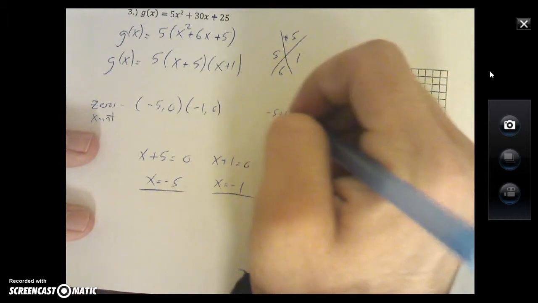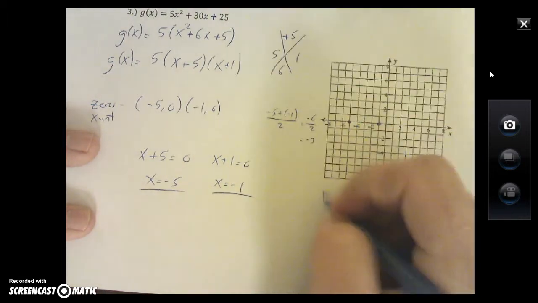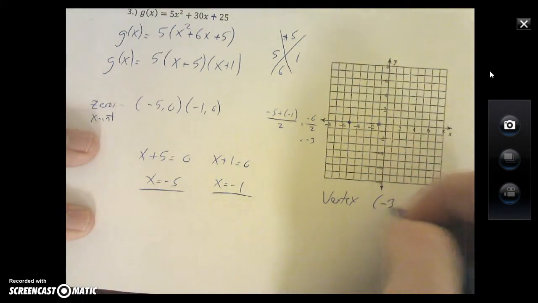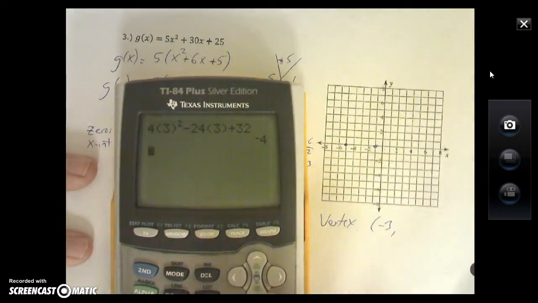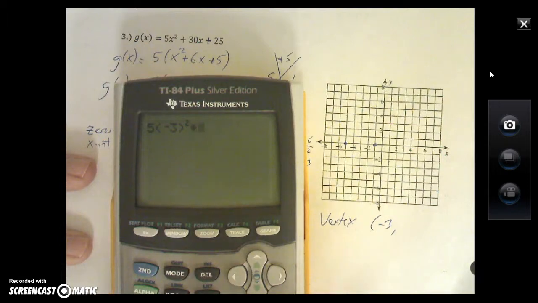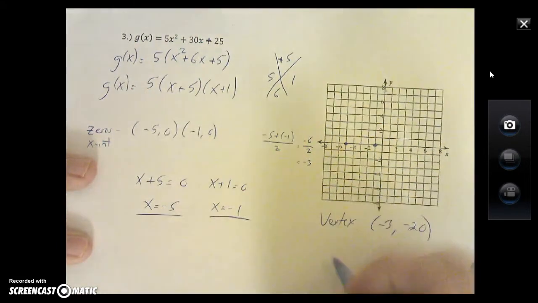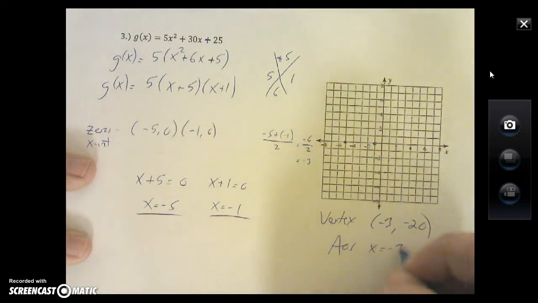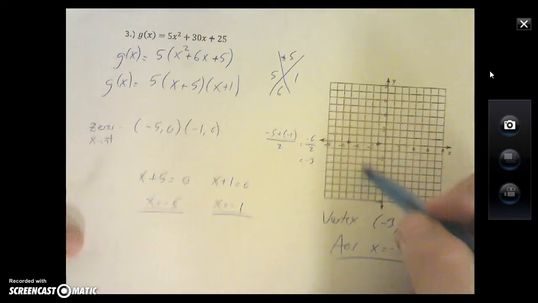Negative 5 plus negative 1 divided by 2 is negative 6 divided by 2, which is negative 3. That means your vertex is negative 3, comma. Take your negative 3, plug it back into your original one. Looking at 5 times negative 3 squared plus 30 times negative 3 plus 25, negative 20. Okay. My AOS is still just negative 3.